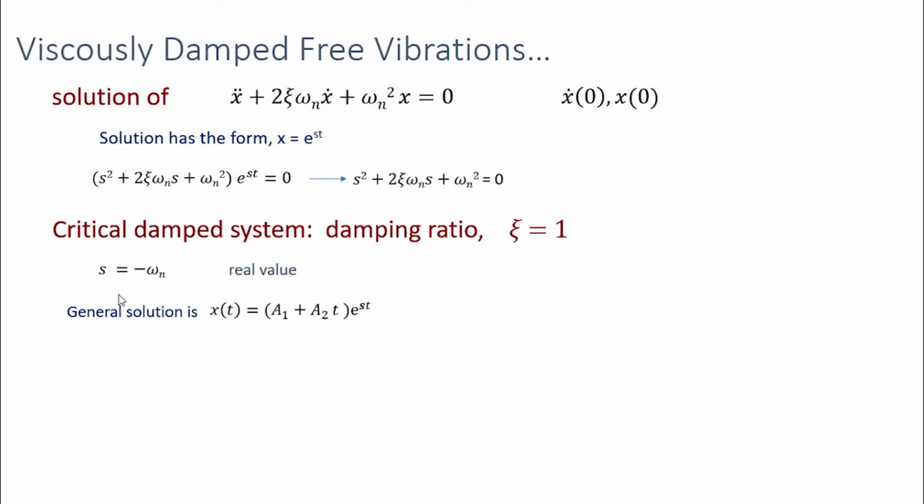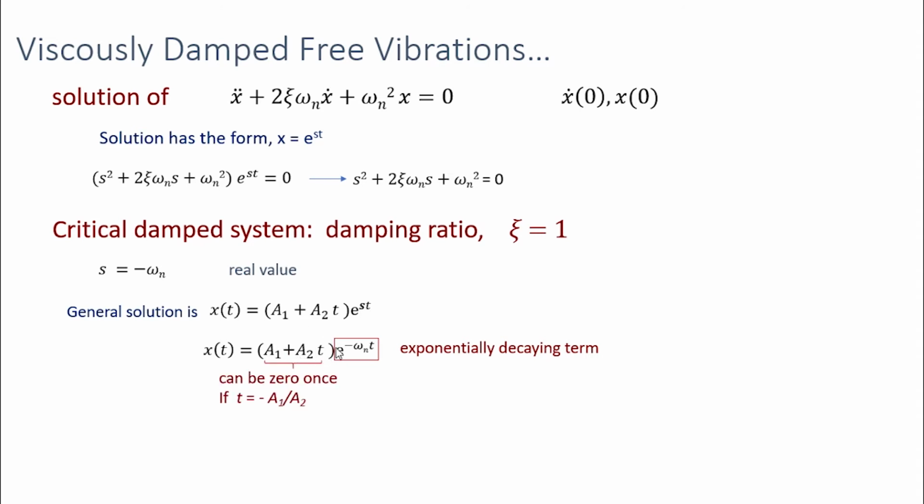For these types of problems, the general solution is given by x of t is equal to (A1 plus A2 t) multiplied by e to the power st. So here s is minus omega n. Here we know that this is an exponentially decaying term. So we will get behavior similar to the previous one, the overdamped system, because of this function. Now let's look at this part of this solution.